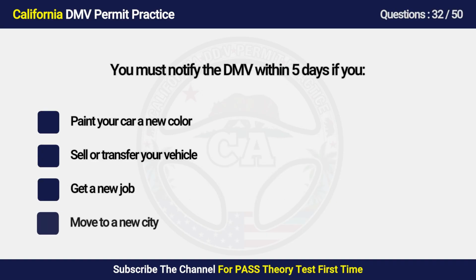Question 32. You must notify the DMV within 5 days if you: A. Paint your car a new color, B. Sell or transfer your vehicle, C. Get a new job, D. Move to a new city.